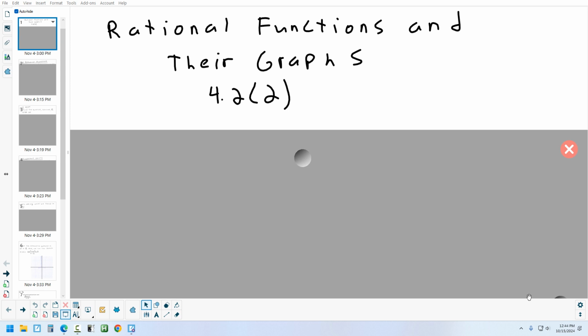All right, so we're going to start off by looking at the second part of 4.2. Okay, we looked at the first part, which was on graphing rational functions. The last part we're going to look at is on more graphing.